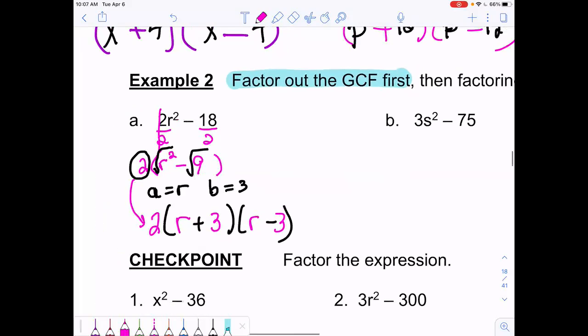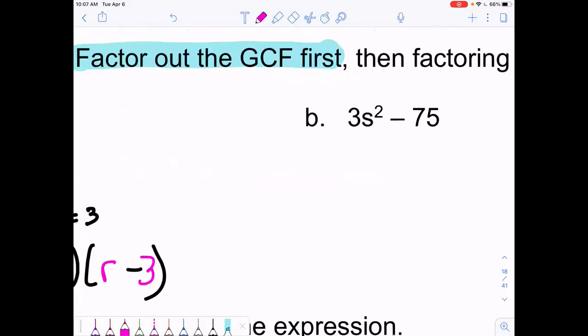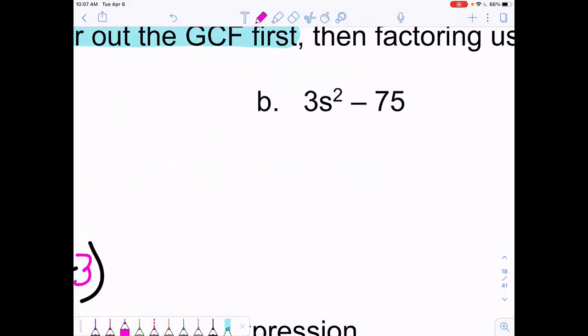Let's look at the next one, letter B, 3s squared minus 75. Like, hi, these are both divisible by 3. You know what 75 divided by 3 is?